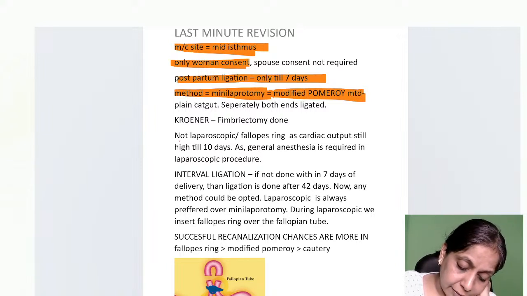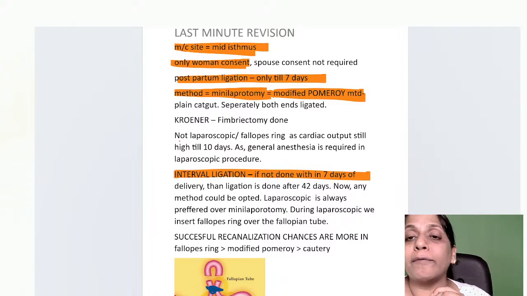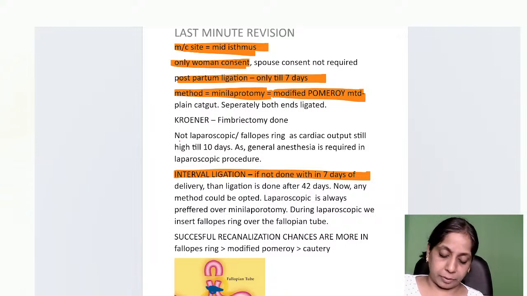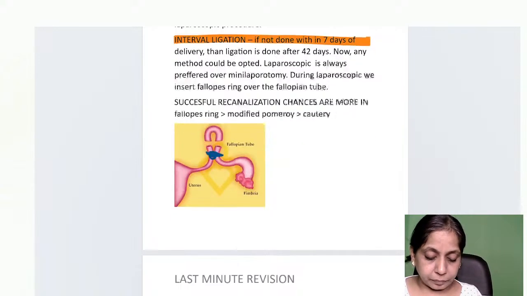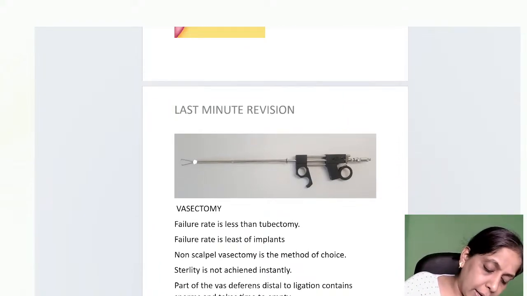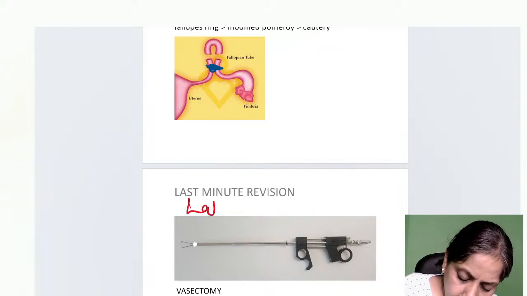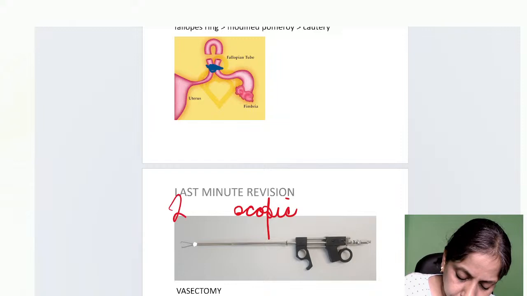And if it is not done in the postpartum phase, then we have to do the interval ligation, that is after 6 weeks of the delivery, right? So this is the Pomeroy method, and this is the instrument by which we do laparoscopic sterilization.